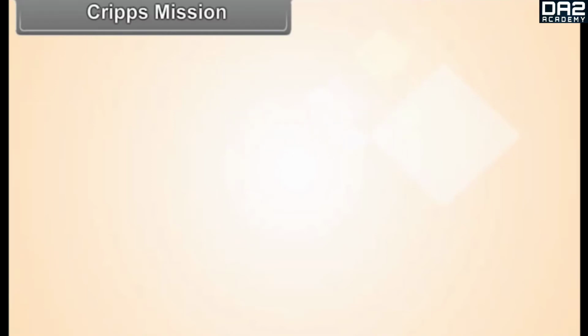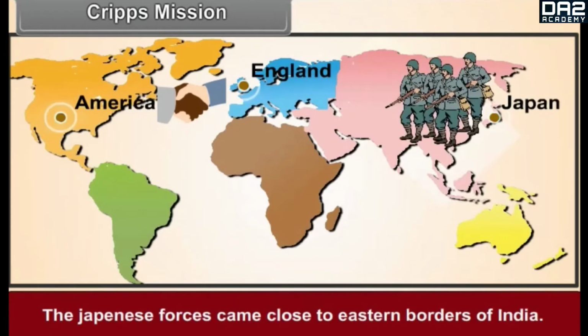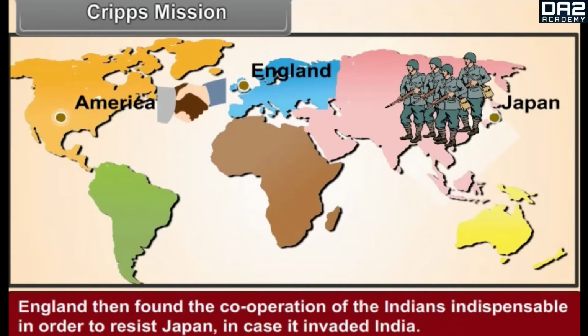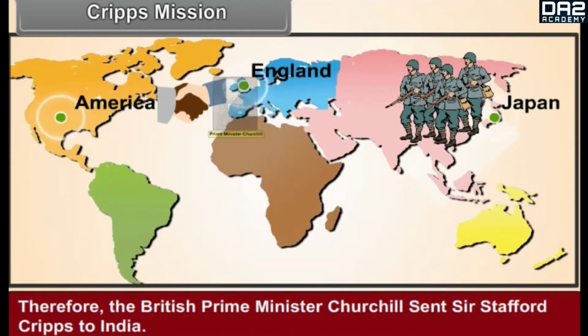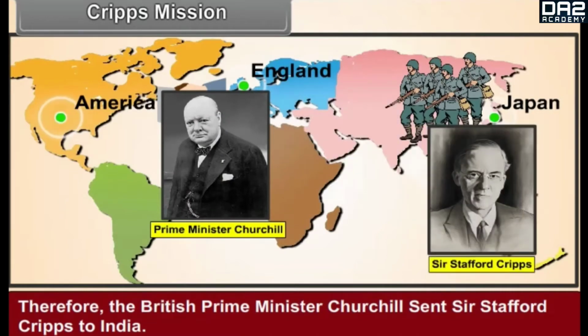Cripps Mission. During the Second World War, England sided with America against Japan. The Japanese forces came close to the eastern borders of India. England then found the cooperation of the Indians indispensable in order to resist Japan, in case it invaded India. Therefore, the British Prime Minister Churchill sent Sir Stafford Cripps to India.